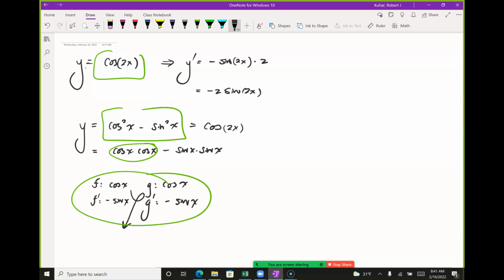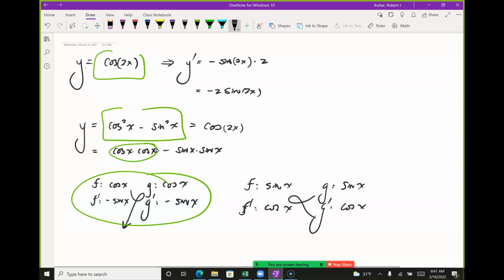I'm going to do another one for my sine times sine. So sine of x, and then f prime is cos of x. G again is sine of x. G prime is cos of x. And I've got that loop there too.